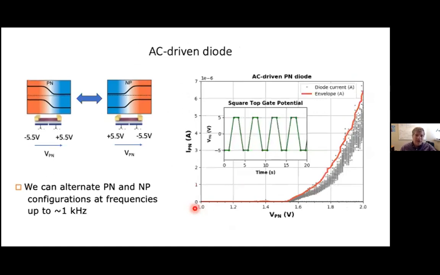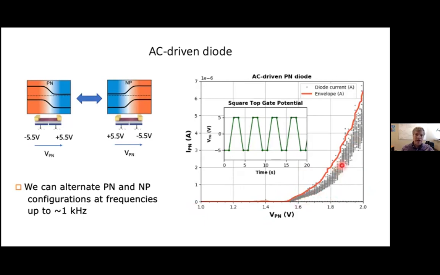Now, interestingly, it's even possible to operate the diode in an AC driven mode. And what I mean by that is alternating the top gate potentials so that you can alternate between PN and NP configurations. So if the bias voltage is kept fixed, say, positive 1.5 volts or above, then you can only get current during the PN portion of the cycle. During the NP portion, you would get no current because the diode would be off. Okay, and so that's what we see in this plot.